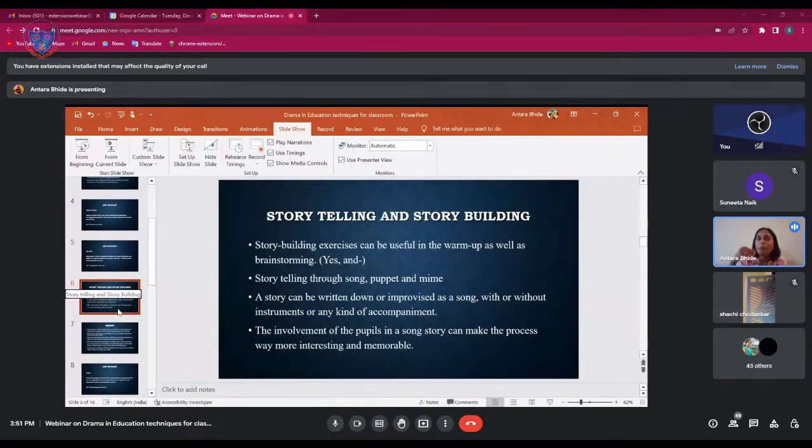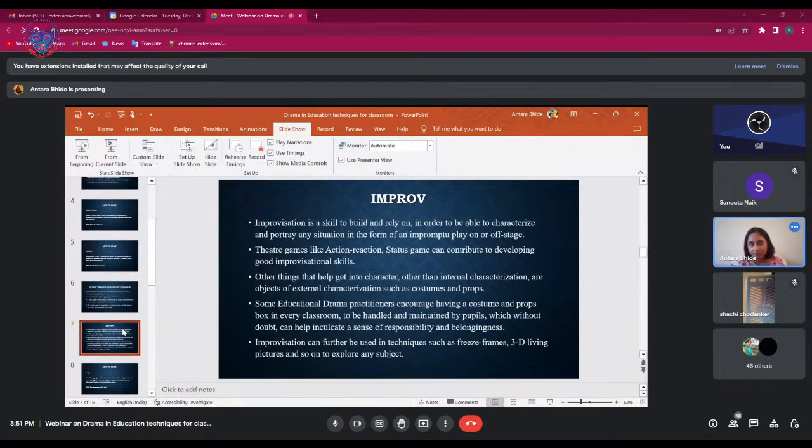Other games and warm-up activities are good. But story building is the most effective because they're thinking of storylines, they're thinking of character development, they're thinking, okay, what can happen to a person, what can a person do. Now we'll come to improv from story building. That's the connection, okay? So improvisation is a skill.